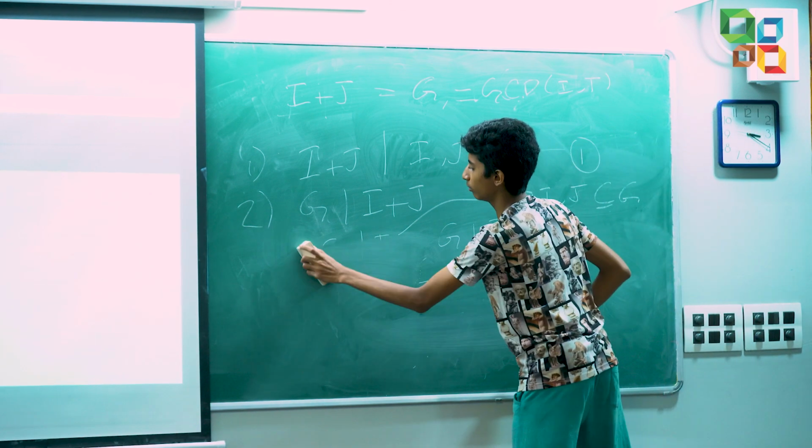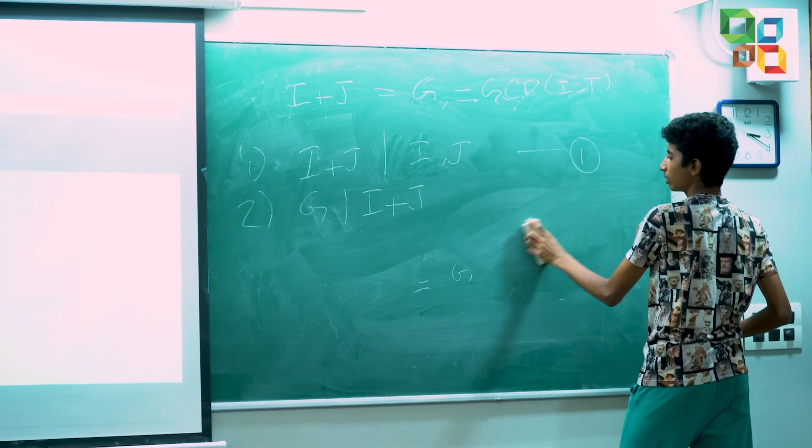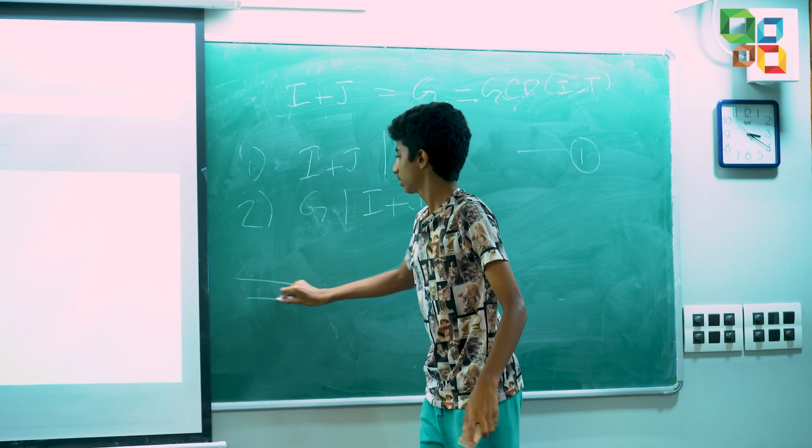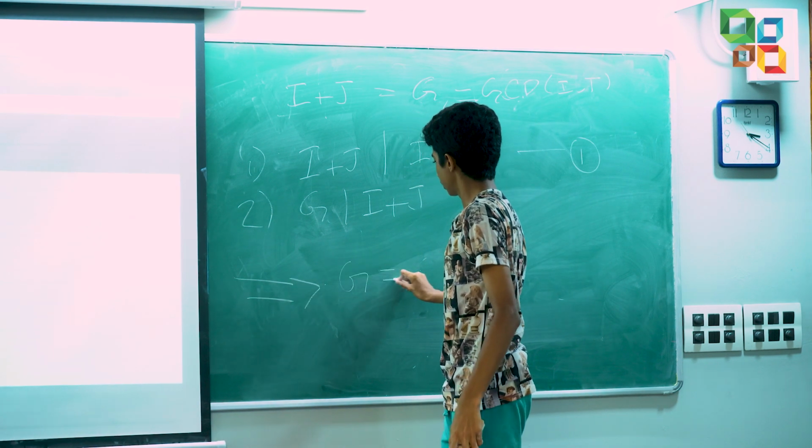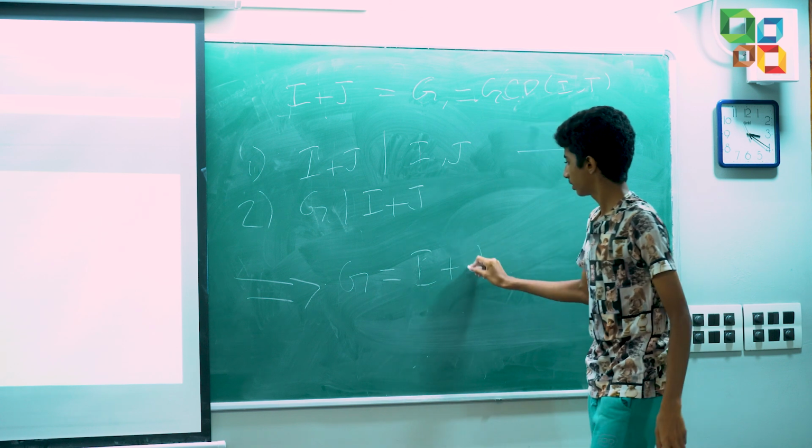So from these two facts you conclude that G is equal to I plus J. Done?